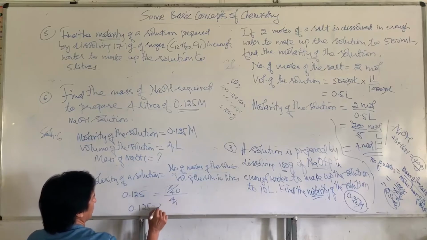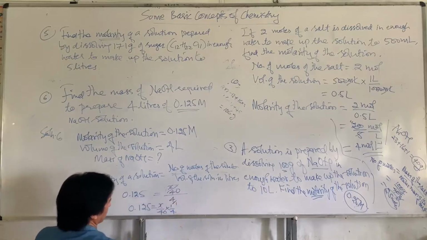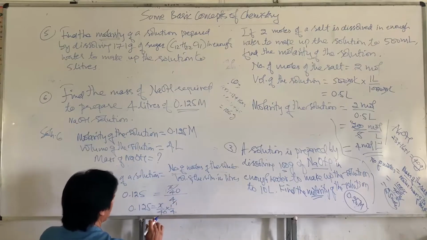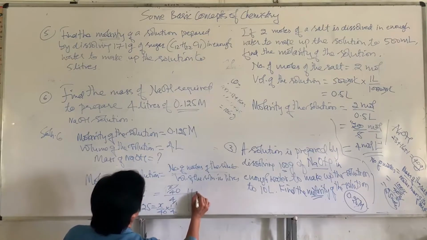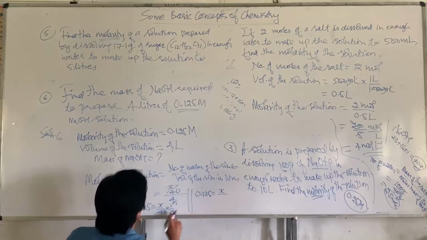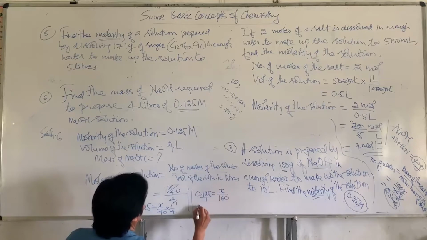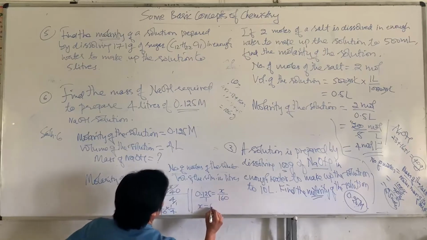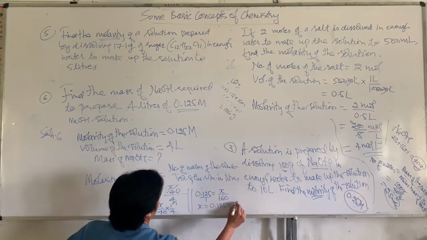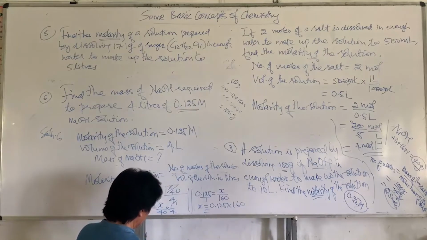So you just simplify this expression, and finally 0.125 equals X by 40 into 1 by 4. You take the reciprocal of 4 by 1, which is 1 by 4. So finally, 0.125 equals X divided by 40 into 4, which is 160. When you cross multiply, X is going to be 0.125 into 160.